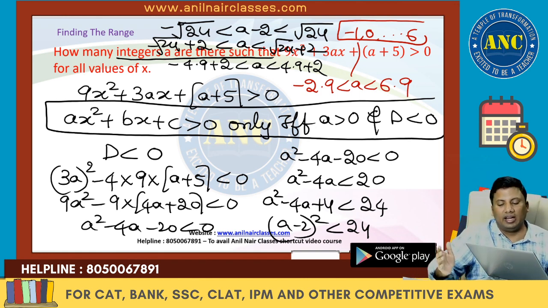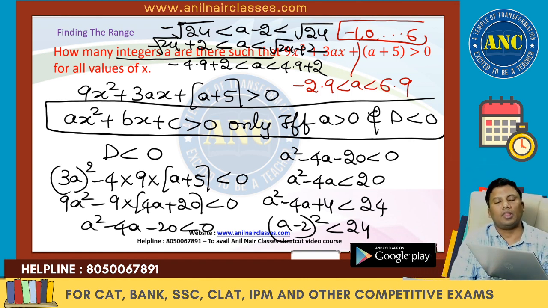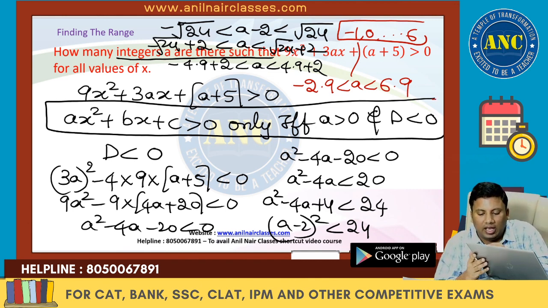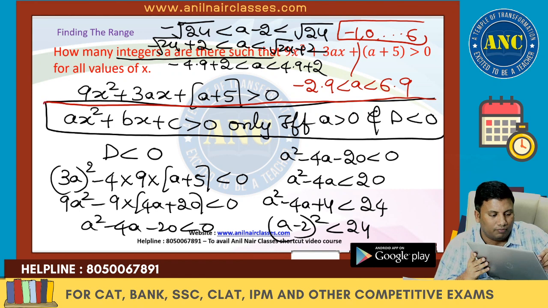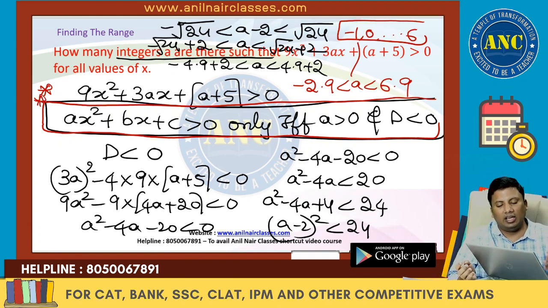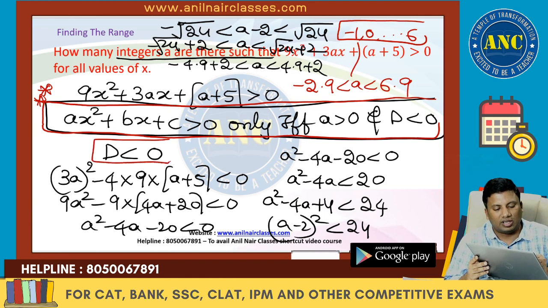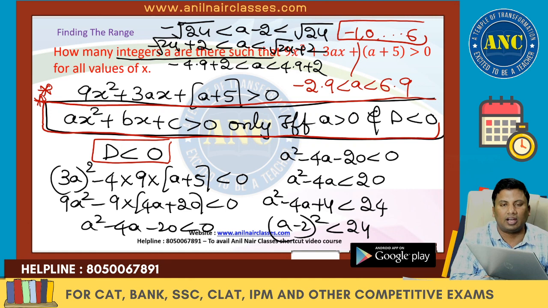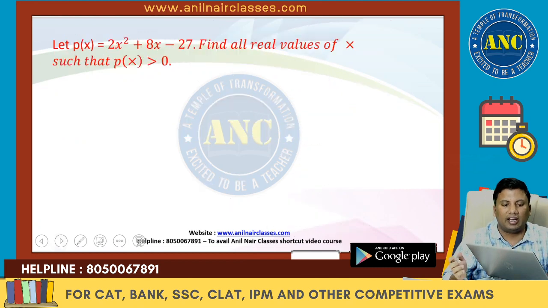I hope the idea is clear. A quadratic expression will be greater than 0 only if a is greater than 0 and d is less than 0. I used the conditions. I am not able to factorize it, so I used this value. Why? Because you are getting a discriminant that is not a perfect square. I hope the idea is clear.